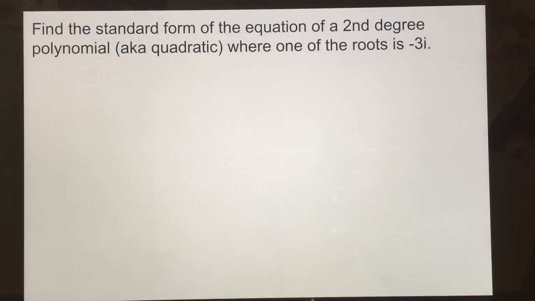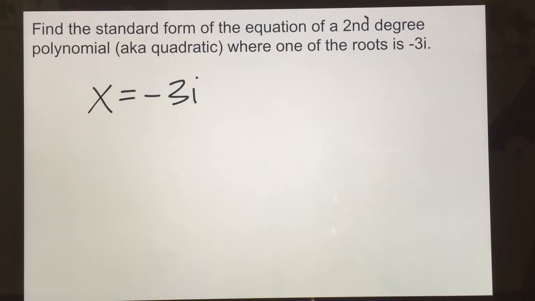All right, for the next couple of problems, they don't give us a picture, they just give us the words, so we have to figure out what they're saying. So it says, find the standard form of the equation of a second degree polynomial, so a quadratic or a parabola, where one of the roots is negative 3i. So here they're telling you x equals negative 3i. And they only give you one of those.